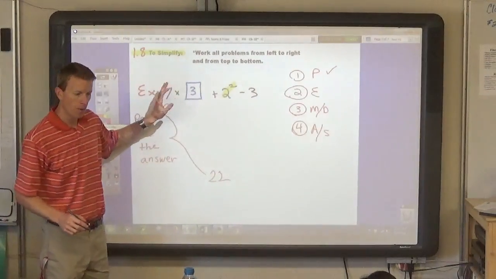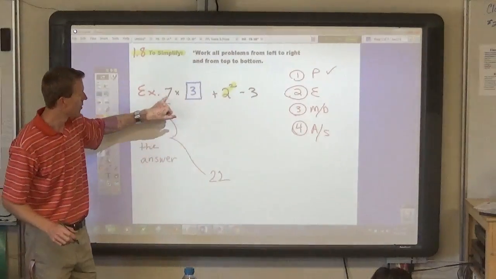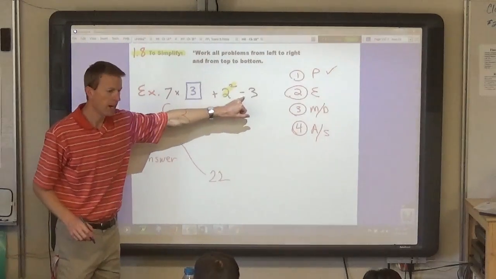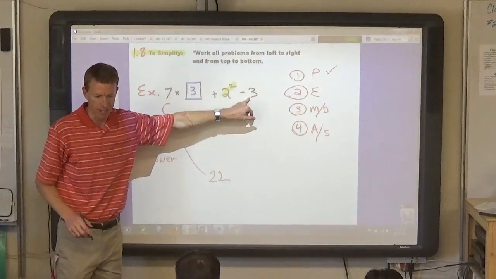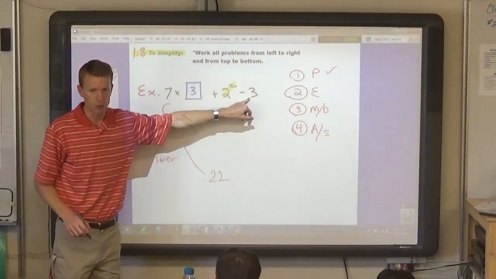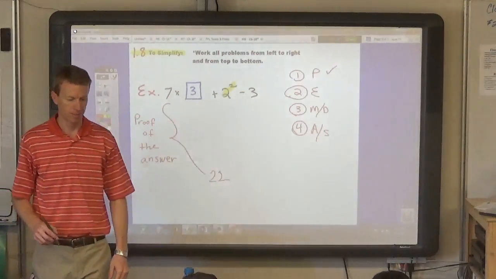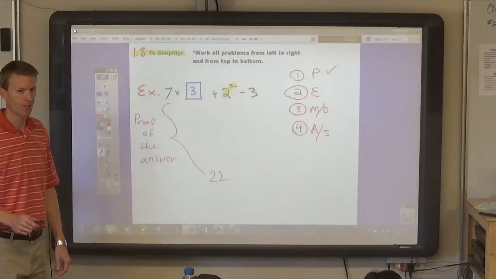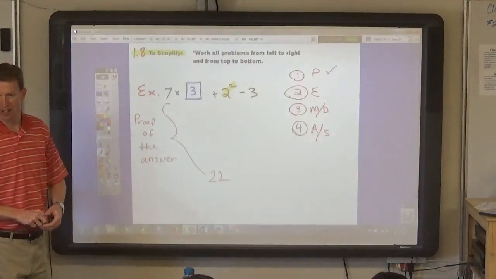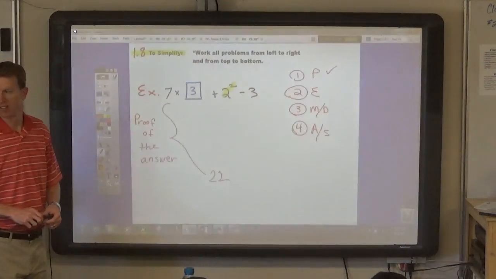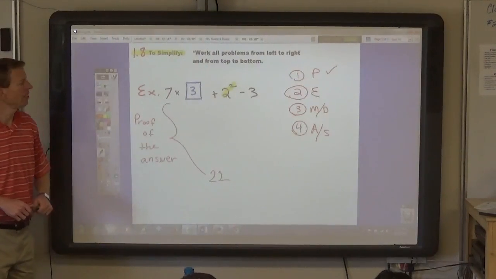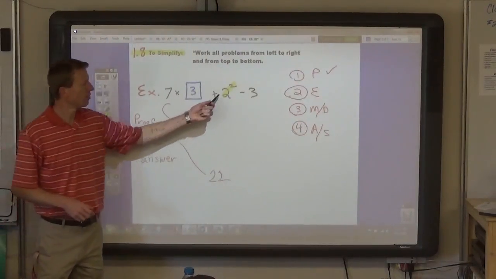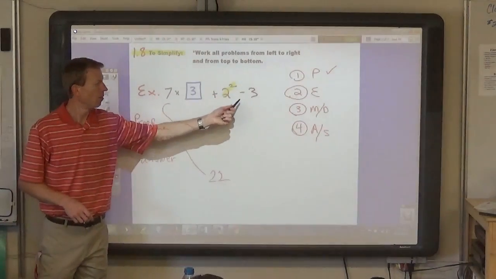Does everyone have this copied? No. Copy down. 7 times 3 plus 2 squared minus 3. Does everyone have that? Write it down. Yep, 2 squared, or 2 to the second power. Okay. Does everyone have a copy? Nod your head if you have a copy. 7 times 3 plus 2 squared minus 3.